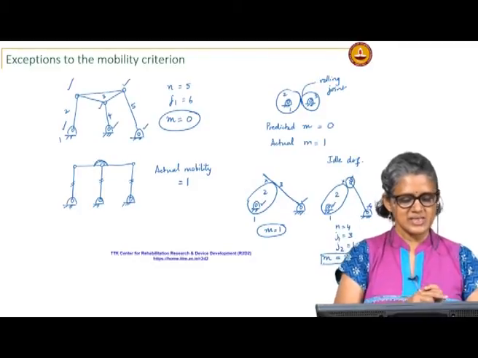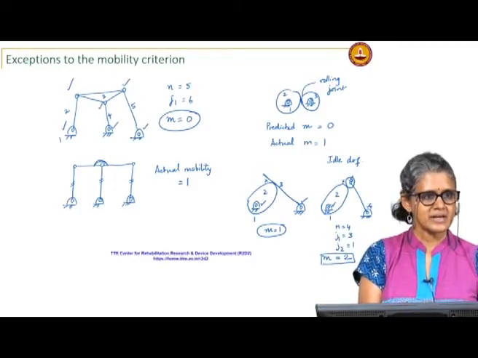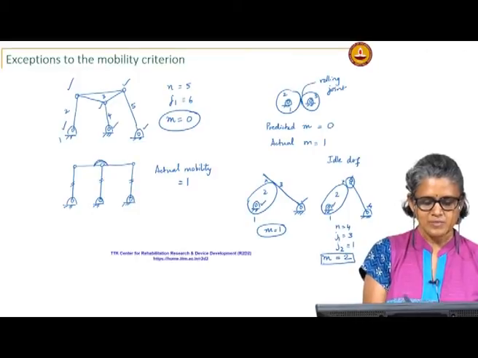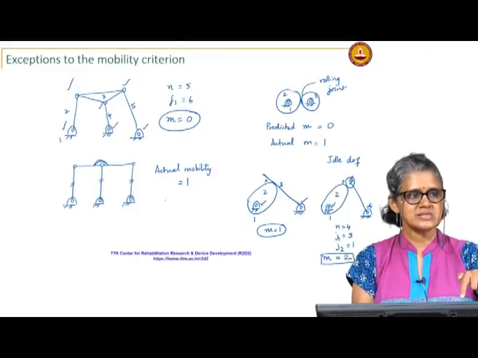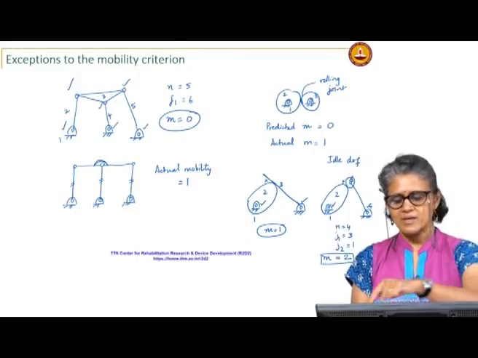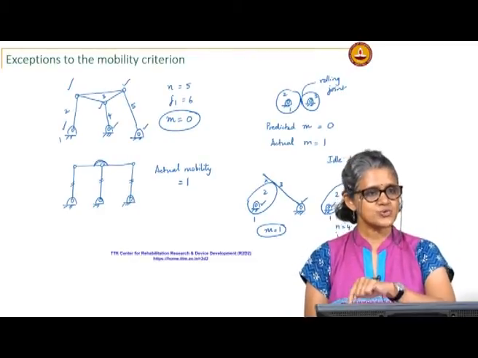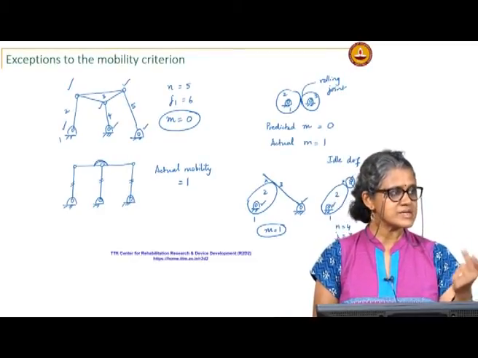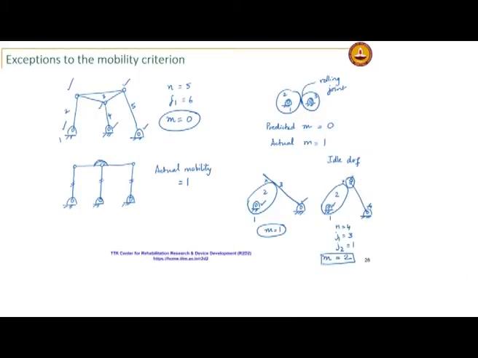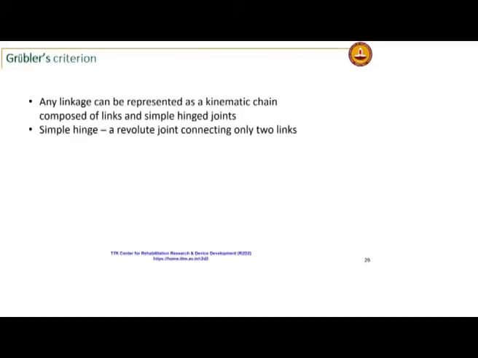So, in some cases, in this case the mobility was under predicted, because the actual mobility is 1 and the equation tells you it is 0. In this case the equation tells you it is 2 when the actual mobility is still 1. So, you have to be careful to see actually what is happening with the mechanism. The mobility criterion is a first check on how things are going to move, but then you would have to actually look at how things are.